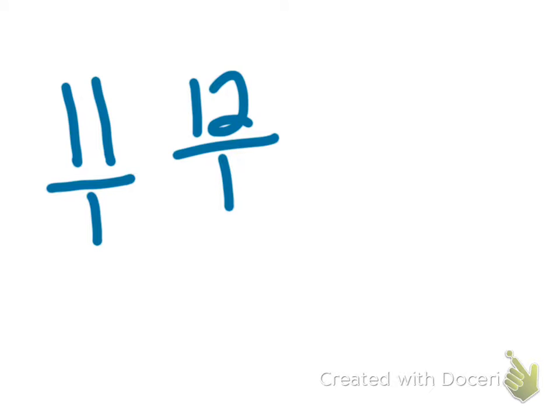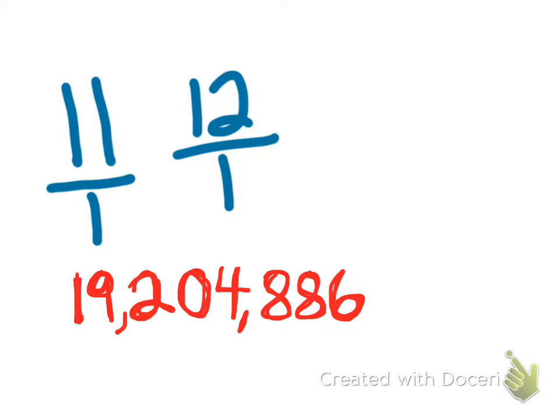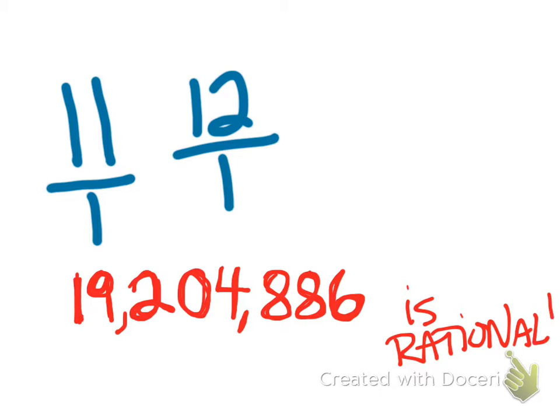Is 11 rational? Yes, 11 is rational. Is 12 rational? Yes, 12 is rational. In fact, every whole number, every integer, is a rational number because you can always write it over 1 in fraction form. Even 19,204,886 is rational because you can write it as a fraction. Simple as that. Now, what about something a little bit more complicated?